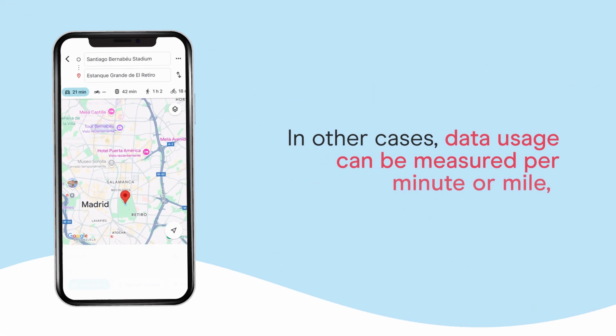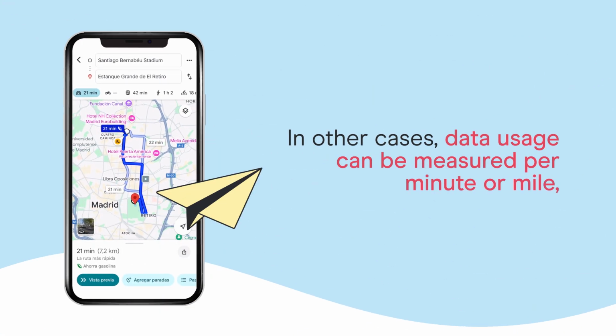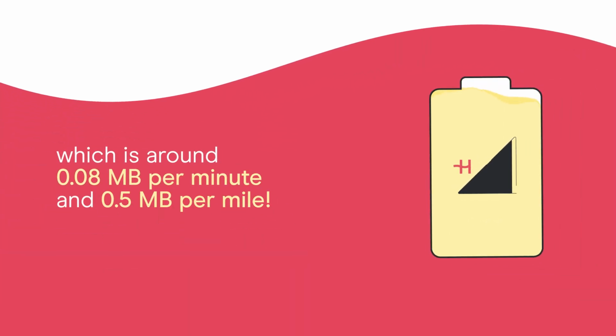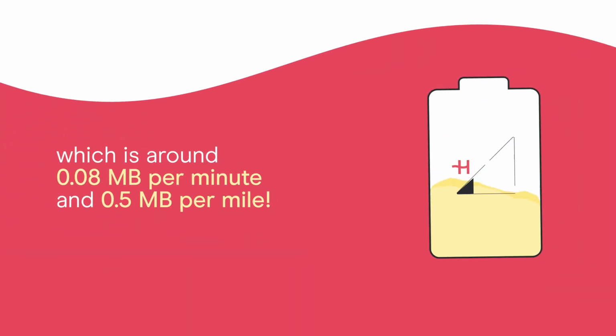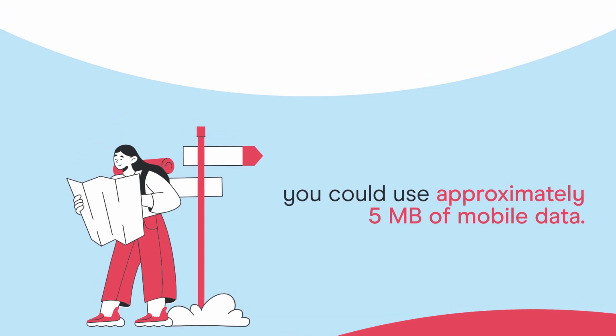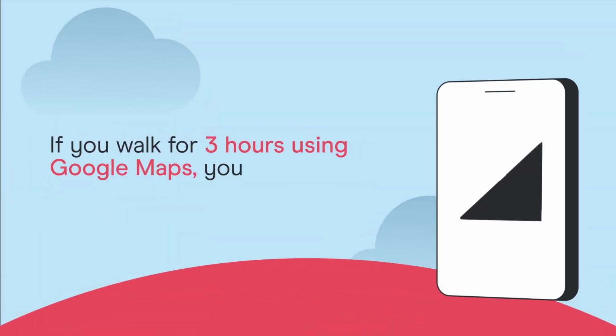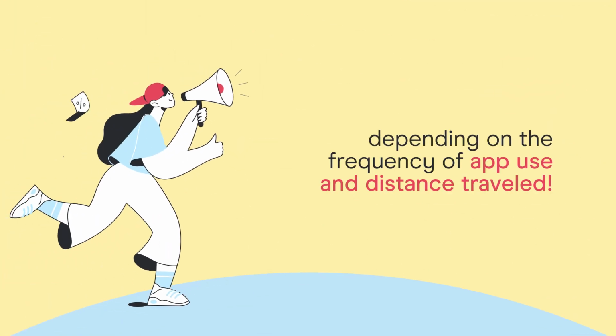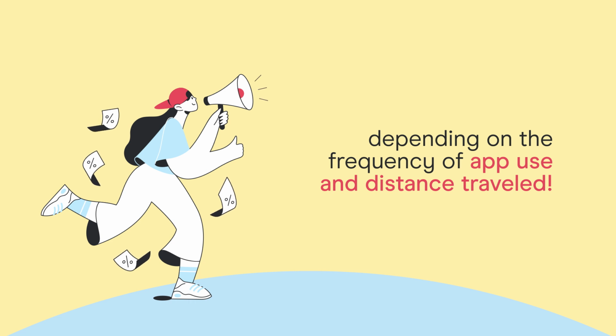In other cases, data usage can be measured per minute or mile, which is around 0.08 megabytes per minute and 0.5 megabytes per mile. Therefore, if you walk around 10 miles per day, you could use approximately 5 megabytes of mobile data. If you walk for 3 hours using Google Maps, you would consume anywhere from 9 to 15 megabytes, depending on the frequency of app use and distance traveled.